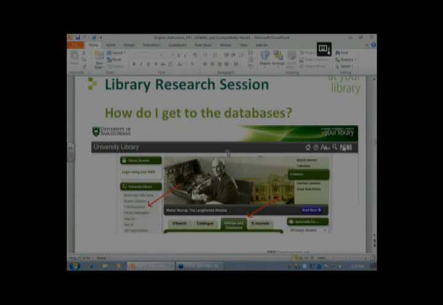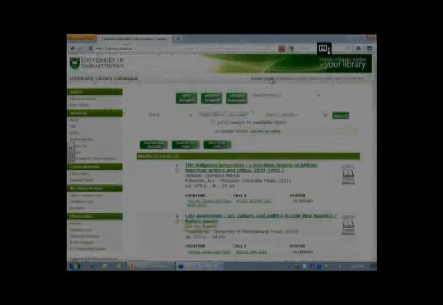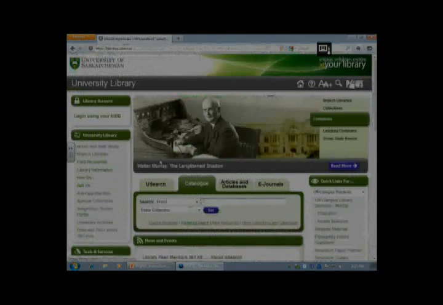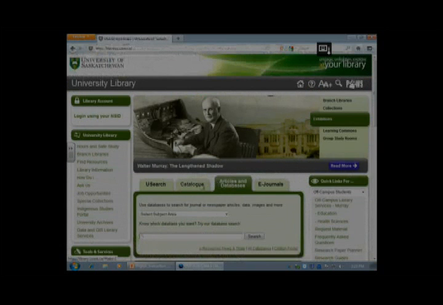How do you get to the databases? I'll go from this slide with my lovely red arrows. There's a couple of choices here. Let's go back to the website. Go to the home page. Now we're back to the home page. You can look at articles and databases. Back to our center tabs.